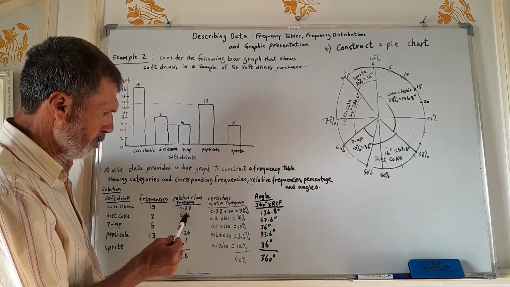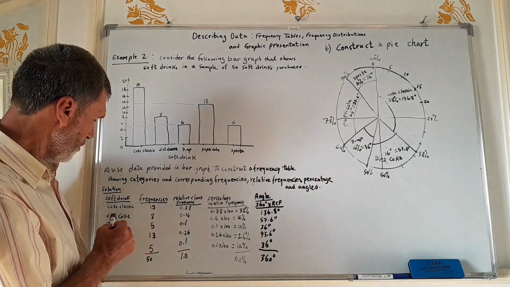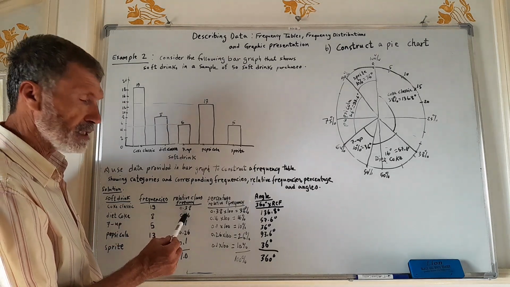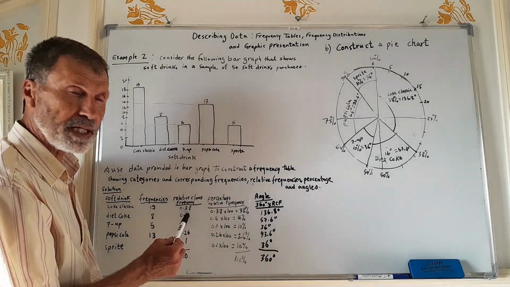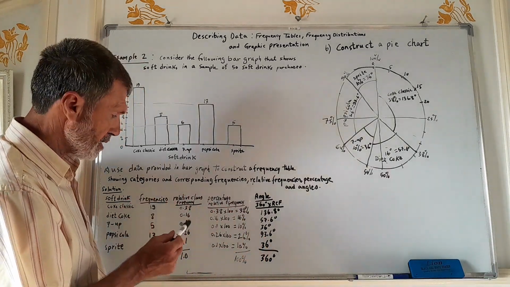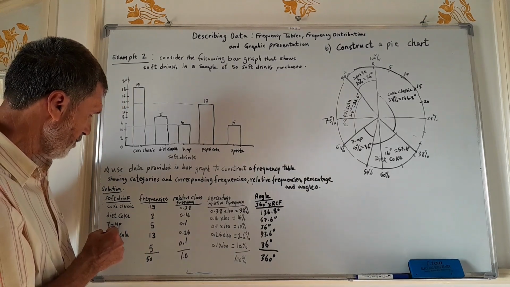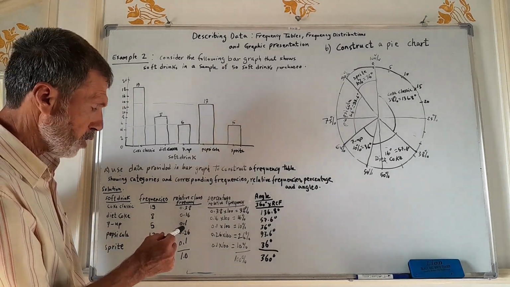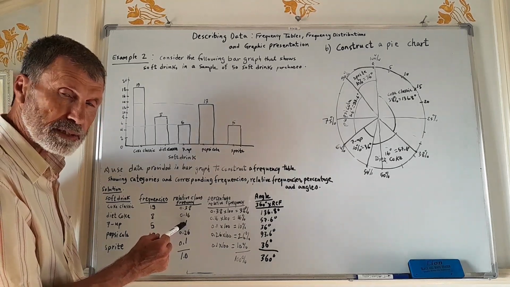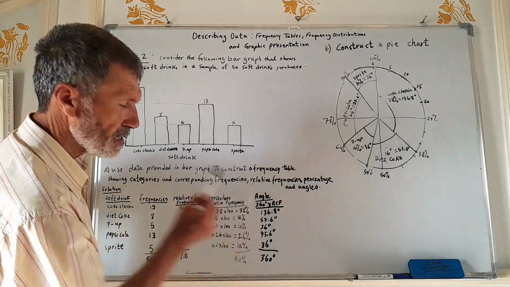We multiply 0.16, the relative class frequency of the Diet Coke, times 360 degrees, and we come up with 57.6 degrees. The same thing we do for the third, 7-Up. It is 0.1. We multiply 0.1 times 360 degrees, and we come up with 36 degrees.